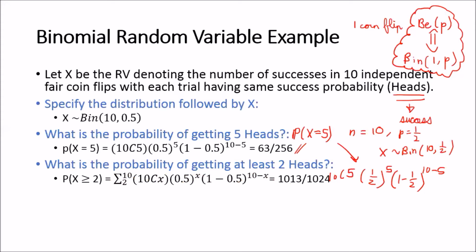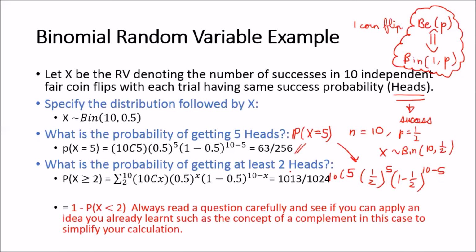But let's use our head and think of this. We want at least 2 heads. At least 2 heads is the same as saying, well, what don't we want? We don't want 0 heads and we don't want 1 head. So we can also use the complement. We can say 1 minus the probability that we have less than 2 heads.